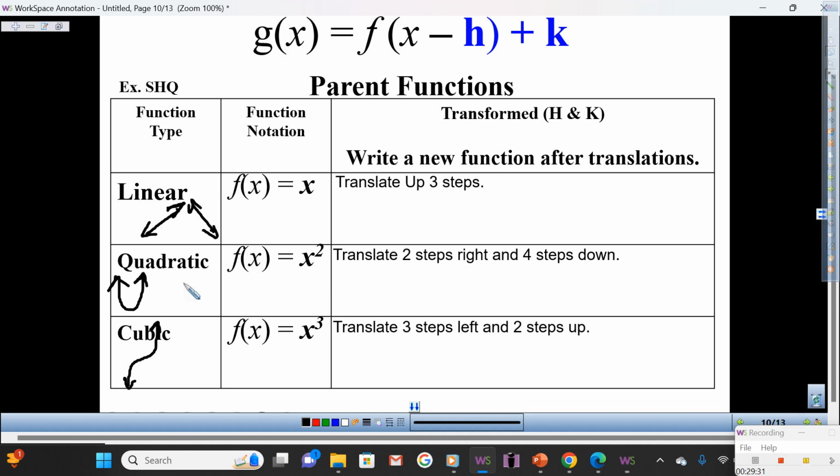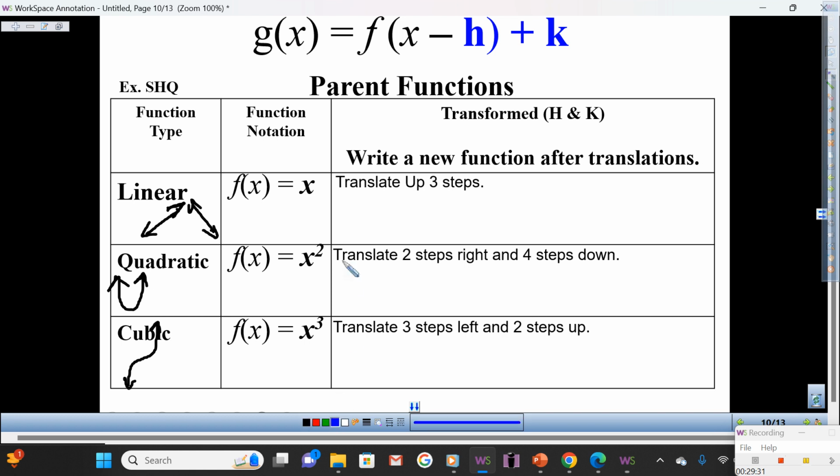F of x equals x squared, that's the quadratic. F of x equals x cubed, that's the cubic. So, to rewrite a function using the general rule, according to the transformation, we already did it with graphing, so now we're just going to do it with words. Here they say, translate up 3 steps.